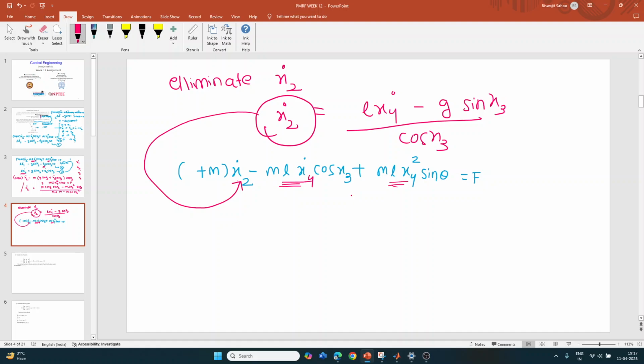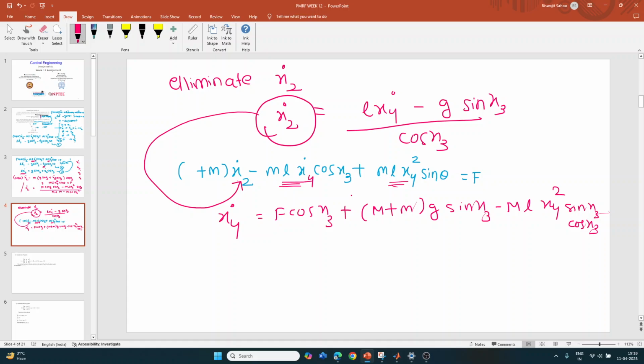So I'm directly writing, you solve by yourself, I'm just writing the answers here. x4 dot equals (M plus m) g sin x3 minus ml x4 square sin x3 cos x3, that should be divided by L times (M plus m sin square x3). Okay, so this is x1 dot, x2 dot, x3 dot and x4 dot.